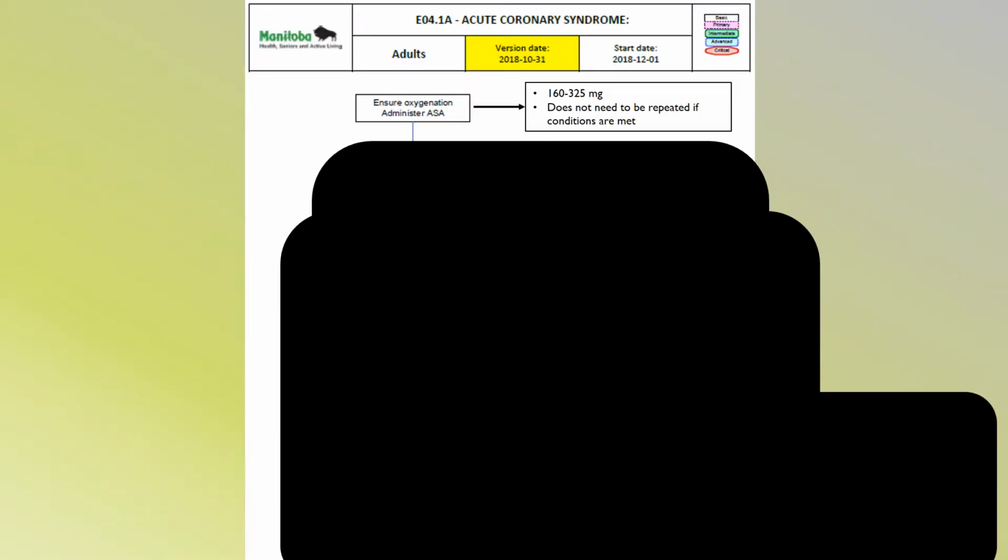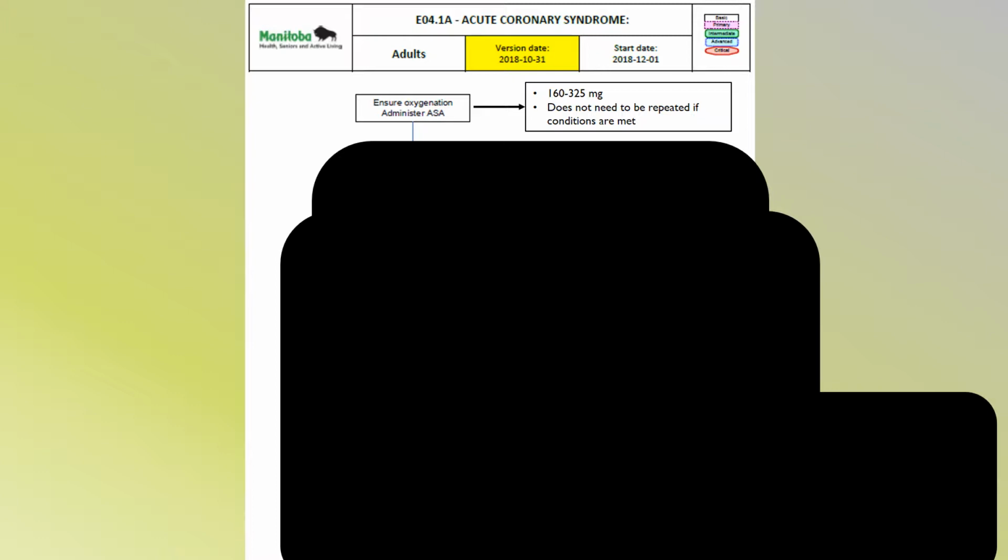We're going to take a look at document E04.1A, Acute Coronary Syndrome. So this is the new revised document that OMD has released, and we're going to go through it piece by piece here. I've blocked out most of it just so we can focus on the areas that we're talking about.